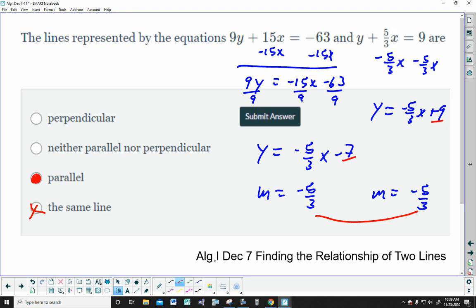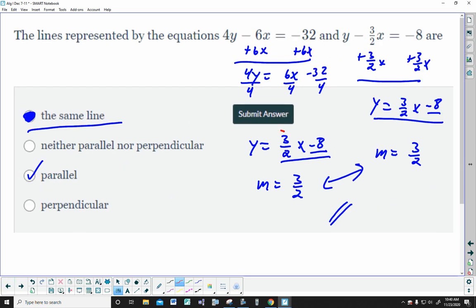So to do this assignment, you have to find the slope by putting both equations in slope-intercept form and comparing the slopes. Parallel is the same. Perpendicular is opposite reciprocal, R-E-C-I-P-R-O-C-A-L. If they're neither the same nor opposite reciprocals, then it's not parallel or perpendicular. And the same line is, well, they're the same line, like the second one we did right here. Those are the same, so they would be the same line.